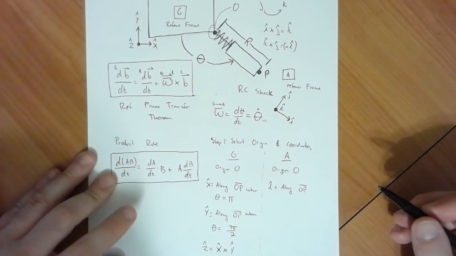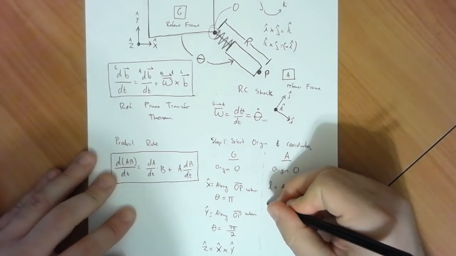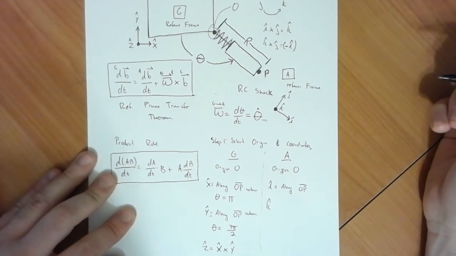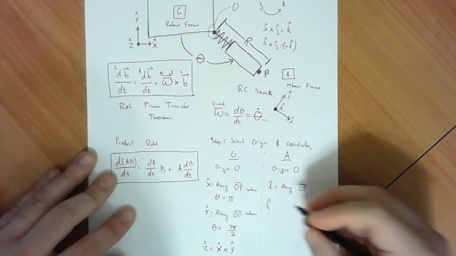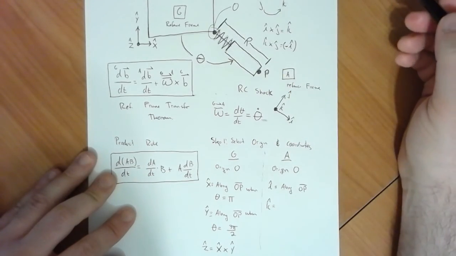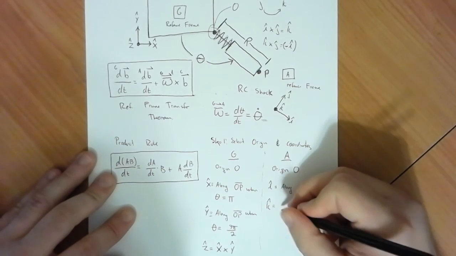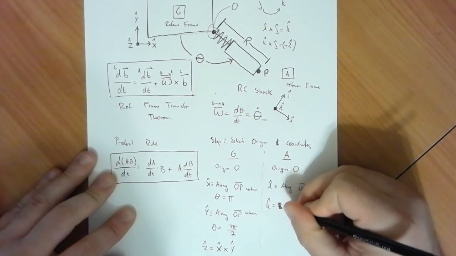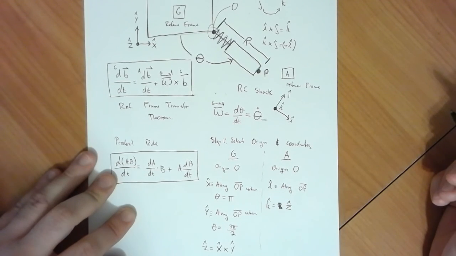The other thing we're going to do is figure out what k hat is. Note that k hat comes out of the page, and it always comes out of the page regardless of where theta is, where this shock absorber is oriented in space. And so k hat just points in the same direction as z hat does, so we'll leave that there.